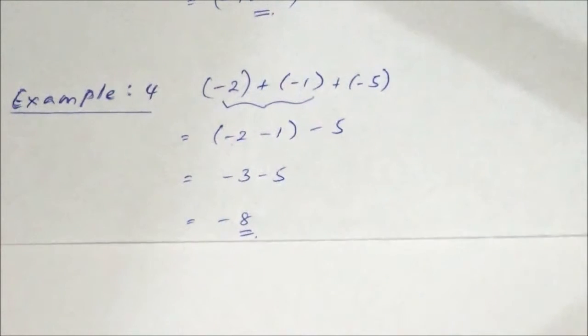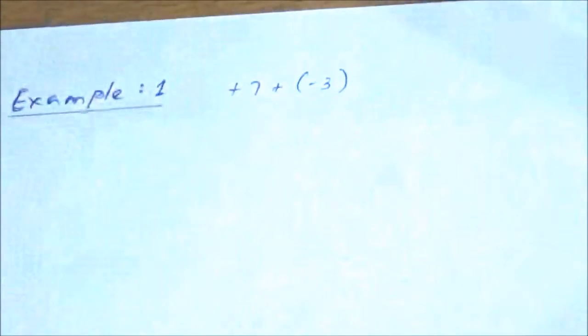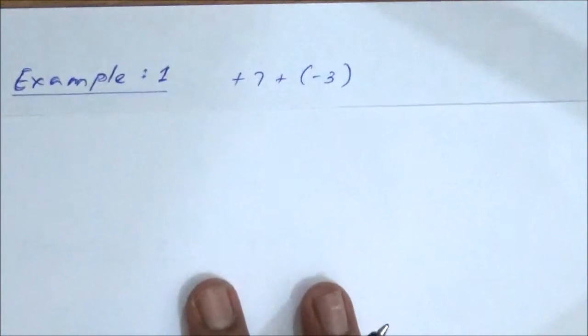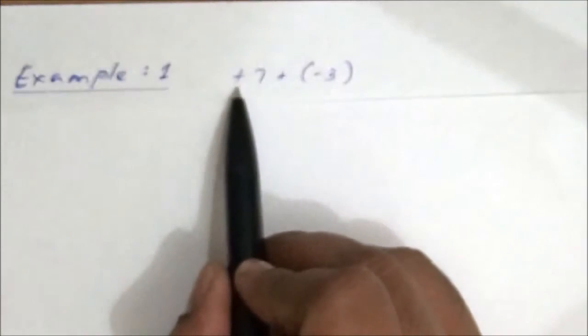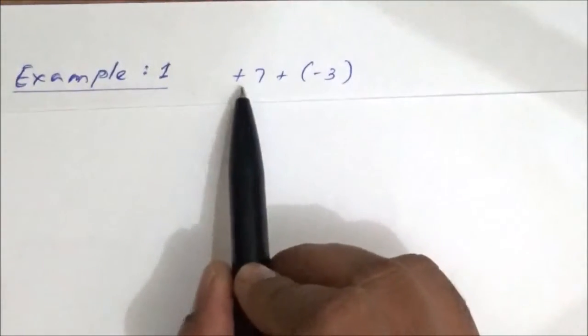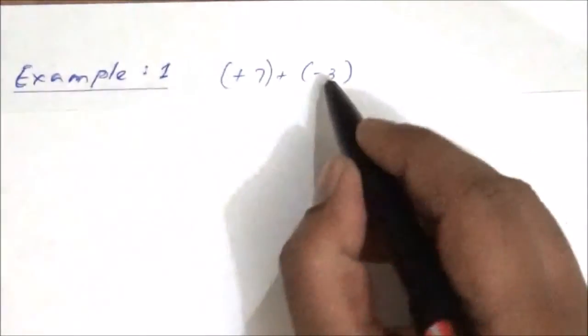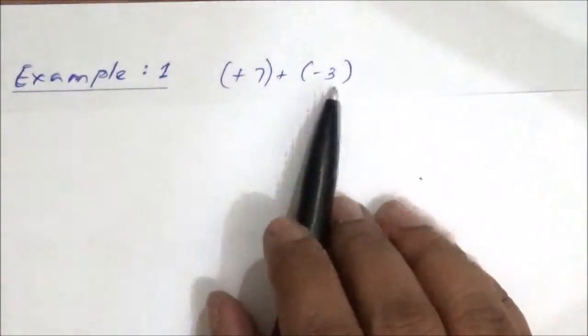Before that I want to show you a few more examples. Think about when the signs are different, plus and minus together. For example, if you take plus 7 and minus 3, that means adding two directed numbers with different signs. Different signs mean one is positive and the other is negative. Two different directions. One is positive, the other is negative.